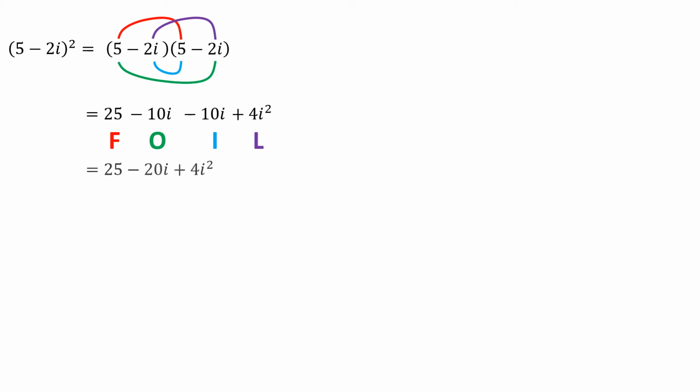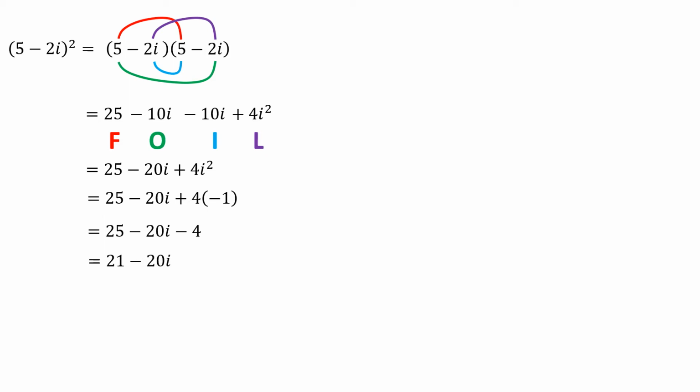O and I combine. Negative 10 and negative 10 is negative 20. So there's a negative 20i in the middle. I squared, of course, is negative 1. 25 subtract 4 is 21. There's the answer.